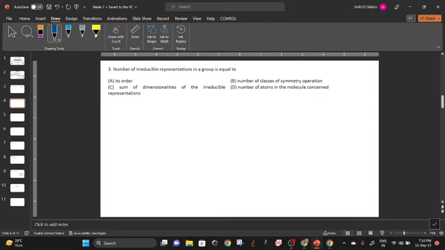So the third question is, number of irreducible representations in a group is equal to its order, number of classes, sum of dimensionalities of irreducible representations, or number of atoms in the molecule concerned. This one comes directly from the great orthogonality theorem: that many classes will be there, that many irreducible representations we will get. So the answer is B here.